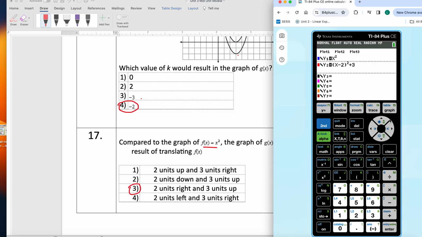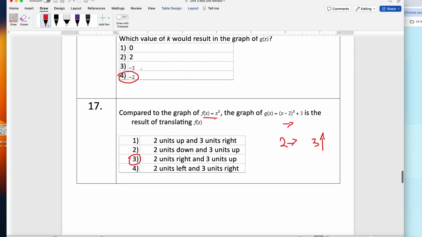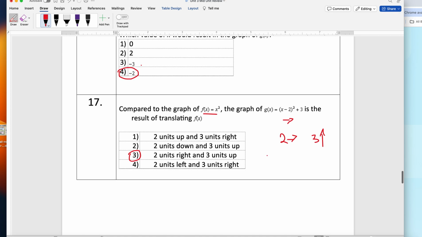Now I can check that by graphing what happened. This moved where? 1, 2, 3 units. Actually, no, sorry. 1, 2, 2 units to the right, and 1, 2, 3 units up. So it is correct. If you're not sure what to do when you see this, if you put it in your calculator, it'll do it for you, and you just have to count the units in the direction.